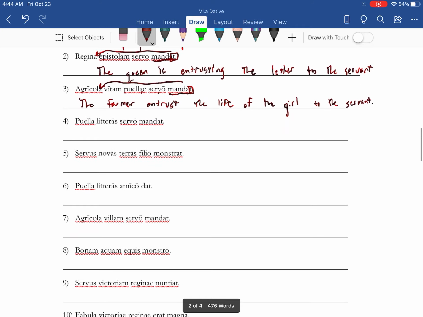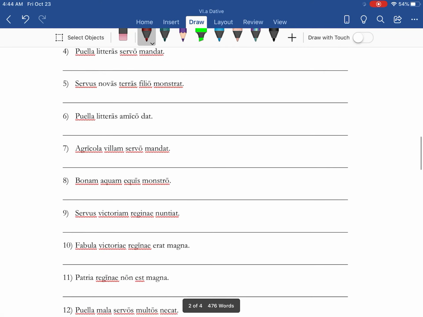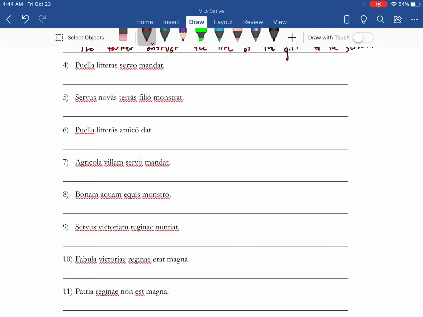Alright, so the rest of these guys, try on your own or work with the video. The girl entrusts the letter to the servant. Now, letters has an A, B, C, and D, but if you make it plural, it can be a letter that you write, like epistola, which is why I translated it singular here.